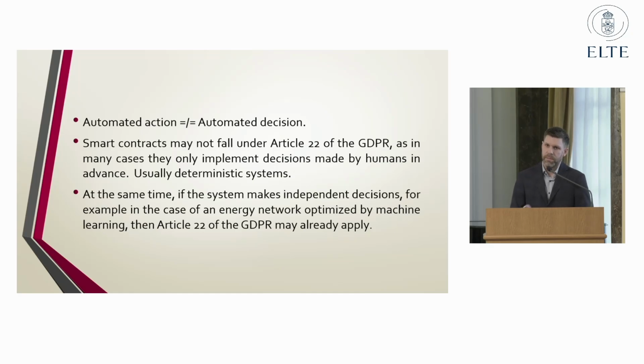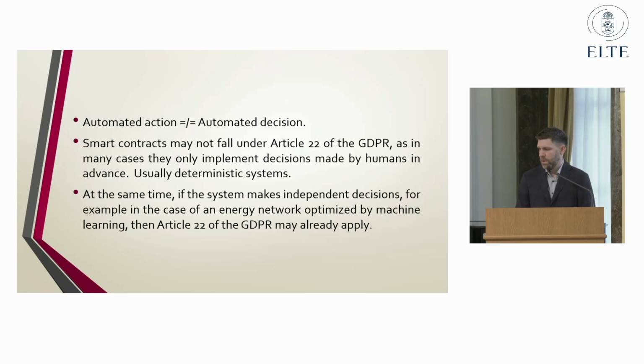As I already mentioned in my previous slides, automated action and automated decision are not the same terms. And in most of the cases, as far as I know, most smart contract applications are not on the level of automated decisions. So they are just making an automated action based on an if-then logic. So they are not reaching the complexity of automated individual decision. So smart contracts may not fall under Article 22 of the GDPR, as in many cases they only implement decisions made by humans in advance. So usually they are purely deterministic systems.